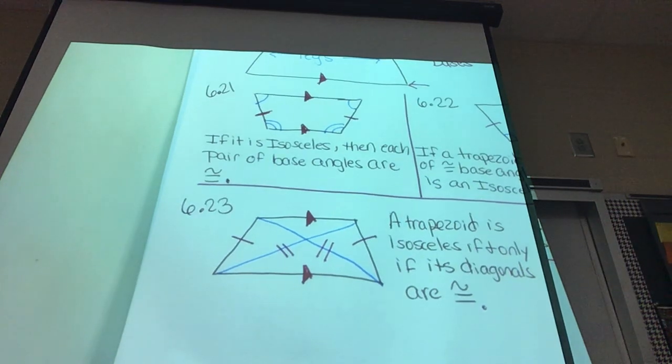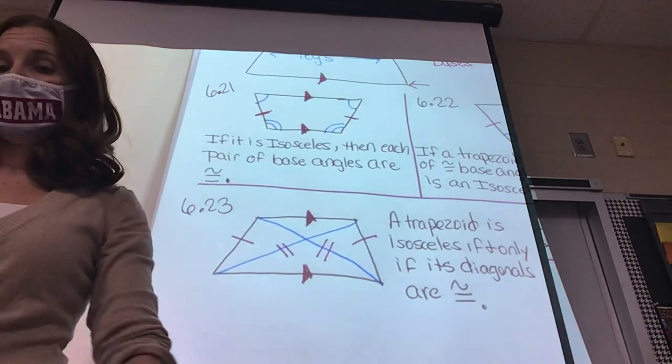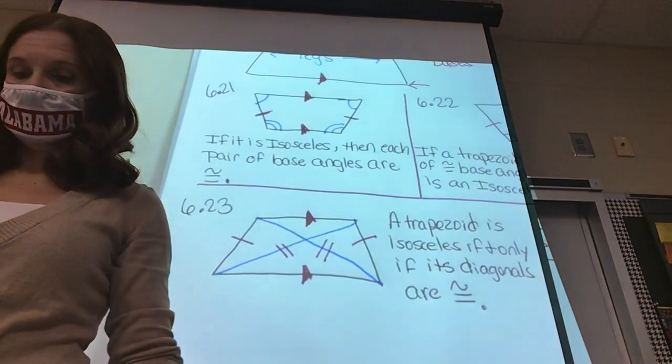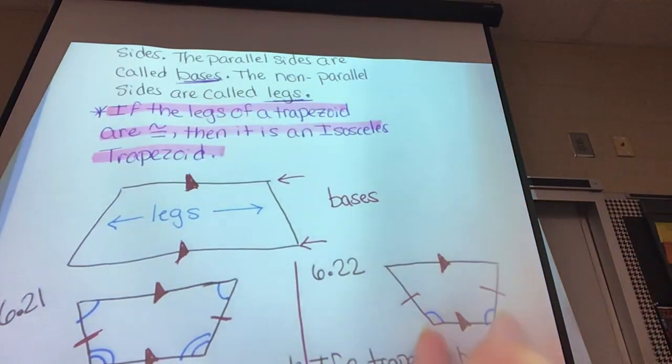So, any questions? So we've got the base angles are congruent. We've got the diagonals are congruent. And we've got them telling us that if one pair is congruent, then it's automatically isosceles. So, any questions? Okay.